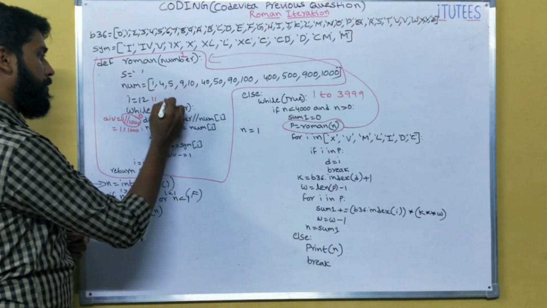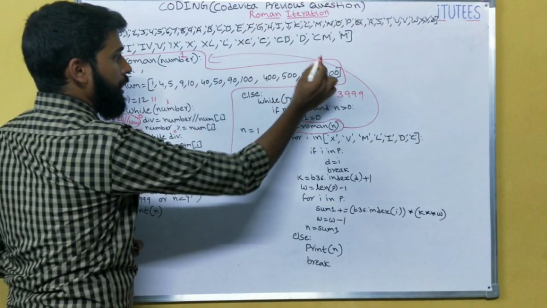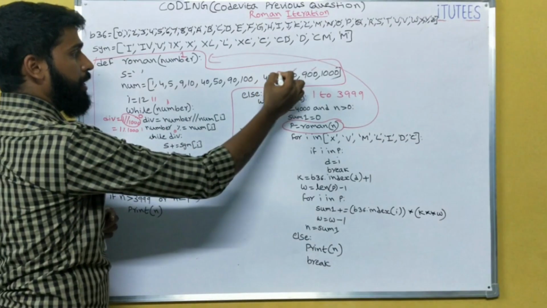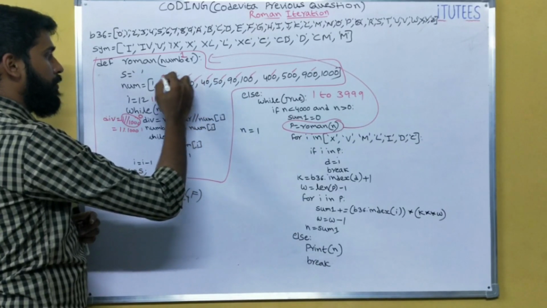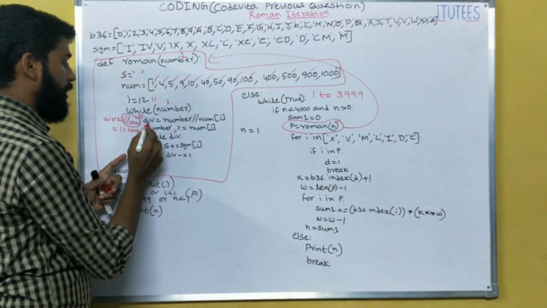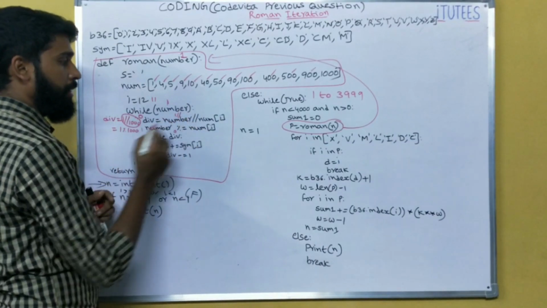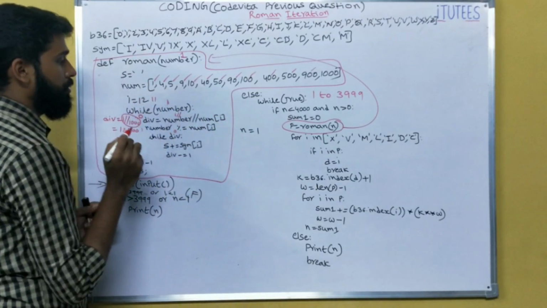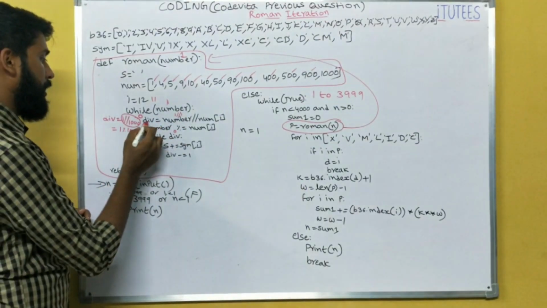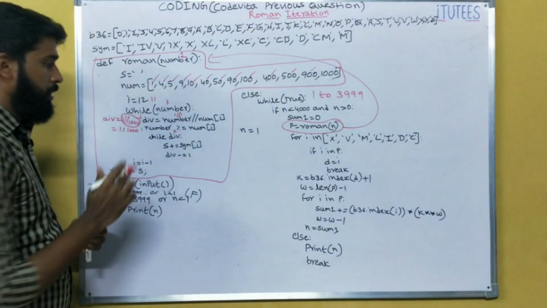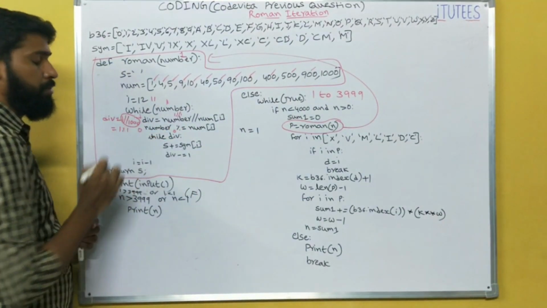Again, while what is the number? Same, 1. div equals, now we are going to divide this 1 with 900. In next iterations, 500, 400, 100, 90, 50, 40, 10, 9, 5, 4, 1. Now here you can see that div equals number by, what is the number? 1 divided by the value at index 0, that means it is also 1. So 1 by 1 returns div equals 1. So number equals 1 percentage 1, so that means the remainder is 0.